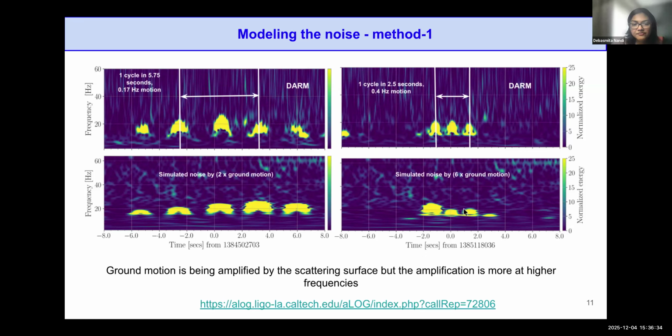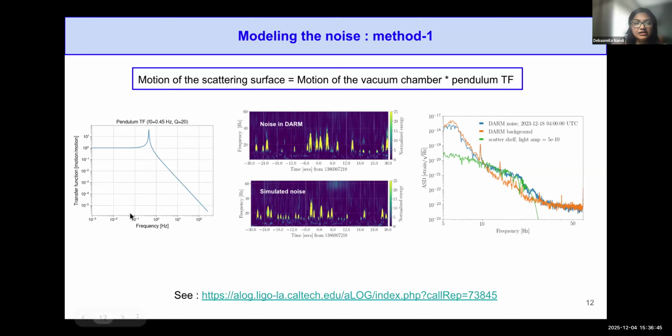After seeing these examples at different instances, we decided to model the transfer function of the scattering surface. This is the model that we used for the transfer function of the scattering surface. We modeled it as a damped driven harmonic oscillator having resonance at 0.45 hertz, and we used a low quality factor of 20.